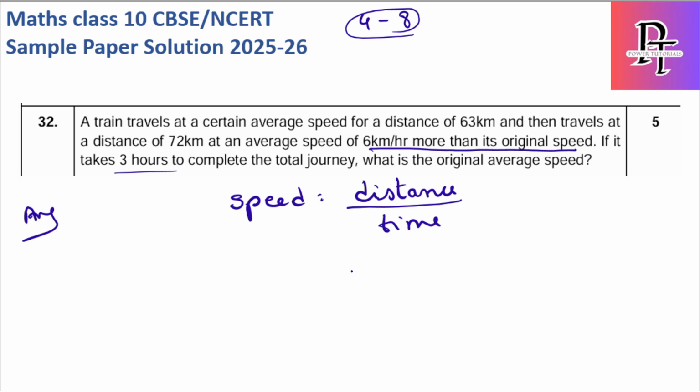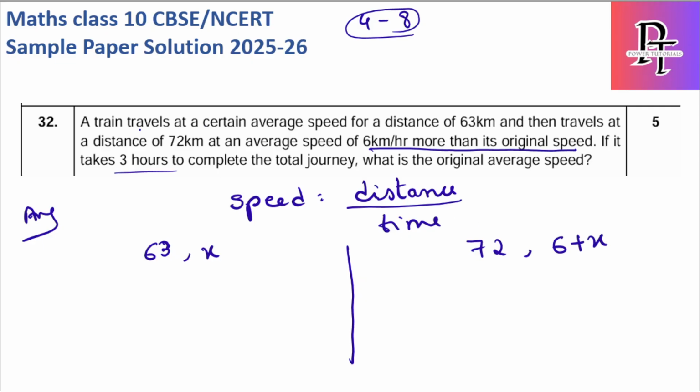Okay, so for case 1, I'll divide into two parts. We have two things. First distance, as a train travels at a certain speed for a distance of 63 kilometers, and then travels a distance of 72 kilometers at an average speed of 6 kilometers more than original speed. Okay, so let's assume that original speed here is x and this is 6 kilometers more than the previous, so it will be 6 plus x.